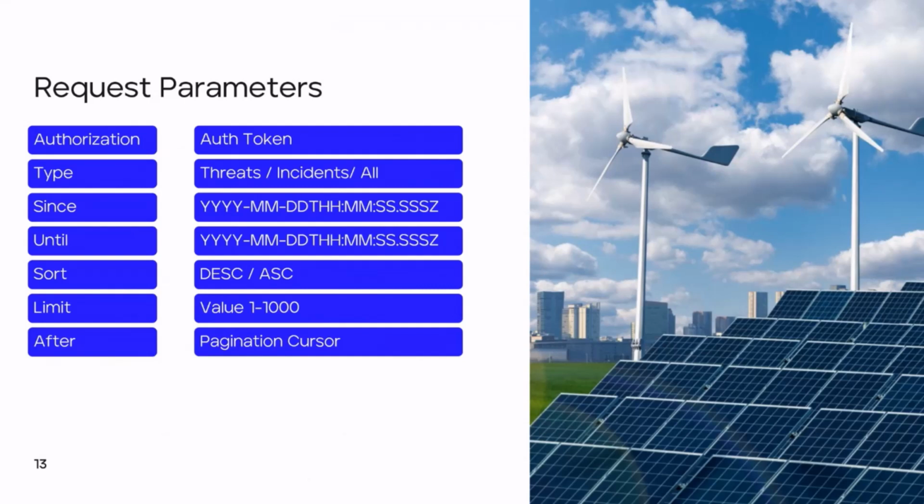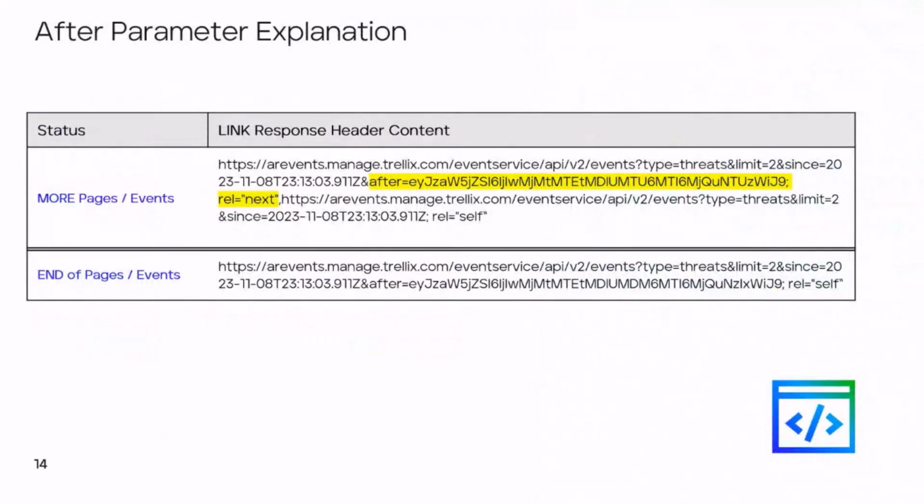I have a dedicated slide for the after parameter because it requires a bit more explanation. The after parameter is the one that's most useful for ensuring that events fetched via the API are not skipped or duplicated in your response payloads.